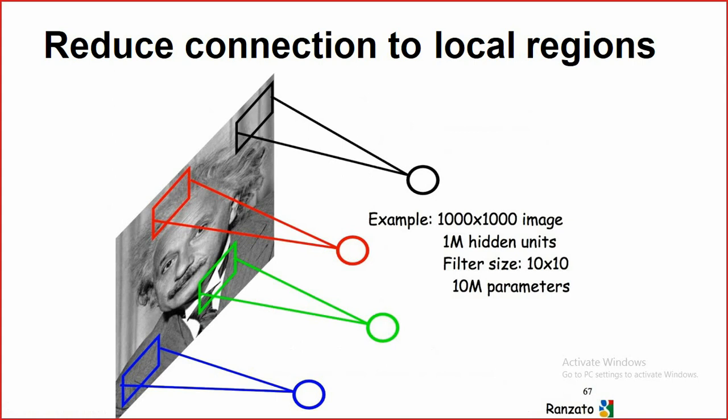For example, if we have a 3 by 3 filter, then each of the neurons is only connected to the 9 pixels. In this example, again we have a 1000 by 1000 image, and assume that the filter size is 10 by 10, so we consider only 100 pixels. So now we have 10 million parameters. Even this way, these 10 million parameters are huge. So let's see how we can reduce the necessary connections.